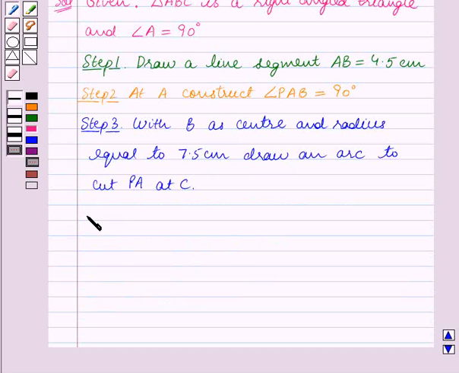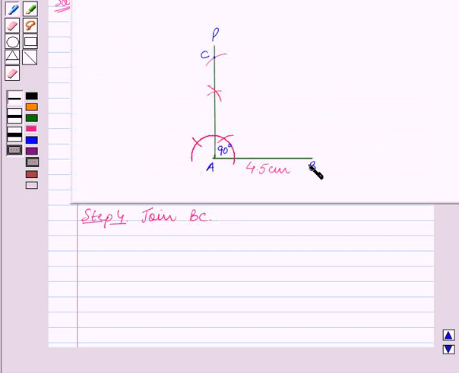Now step 4 is join BC. So we shall join the points B and C now. Thus we have constructed the triangle ABC in which AB is equal to 4.5 centimeters, angle A is equal to 90 degrees and BC is equal to 7.5 centimeters. Therefore, triangle ABC is the required triangle.